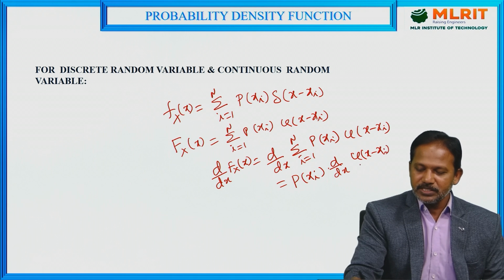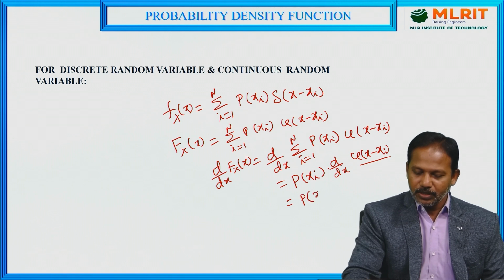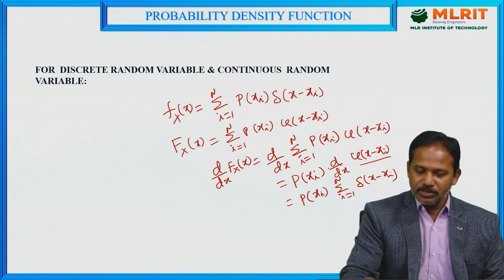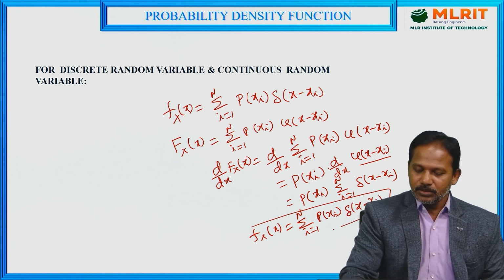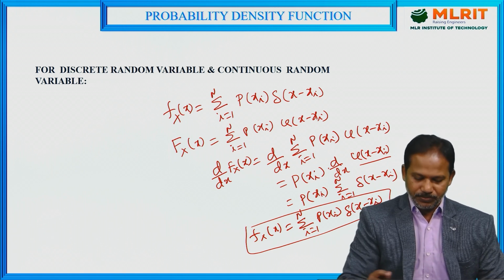U means this is the unit step function. The derivative of the unit step function is the impulse function, that is P(xi) into summation of i equal to 1 to n, delta of (x minus xi). So simply we can write small fX(x) is equal to summation of i equal to 1 to n, P(xi) into delta of (x minus xi). So this is the probability density function from the probability distribution function.